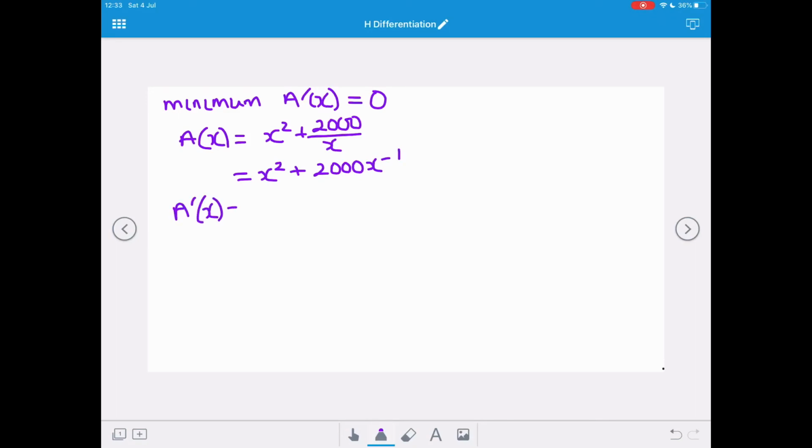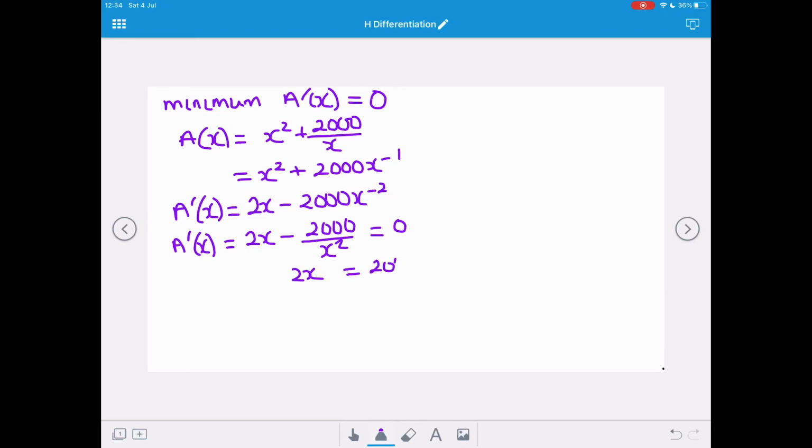And now we can differentiate it with respect to x, giving us 2x minus 2000 times x to the negative 2. Now we're going to rewrite that with positive indices because it's going to make it easier to solve. So we've got 2x minus 2000 over x squared equaling 0. And that means that 2x is going to equal 2000 over x squared. And we're going to multiply both sides by x squared. So we're going to end up with 2x cubed equals 2000. Divide both sides by 2 gives us x cubed equals 1000. And if we cube root 1000, we get 10, and our units are centimetres.